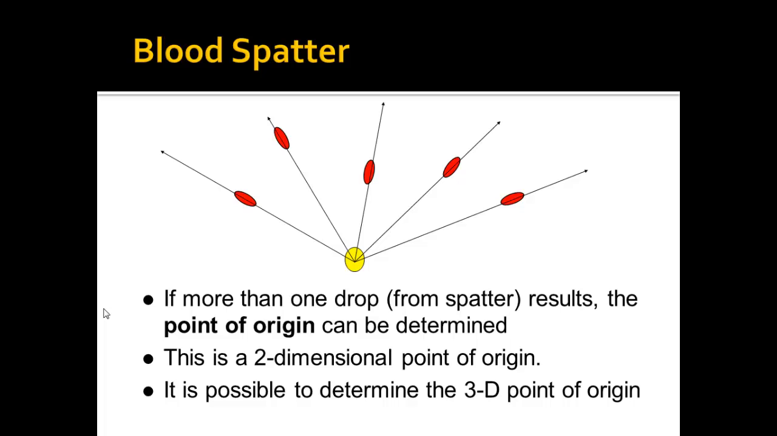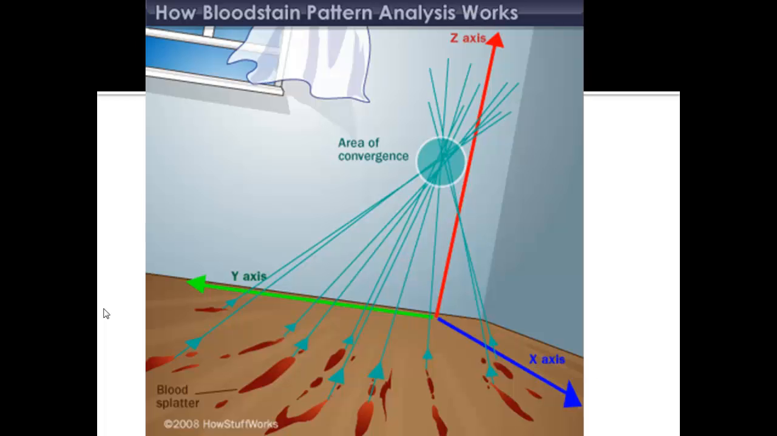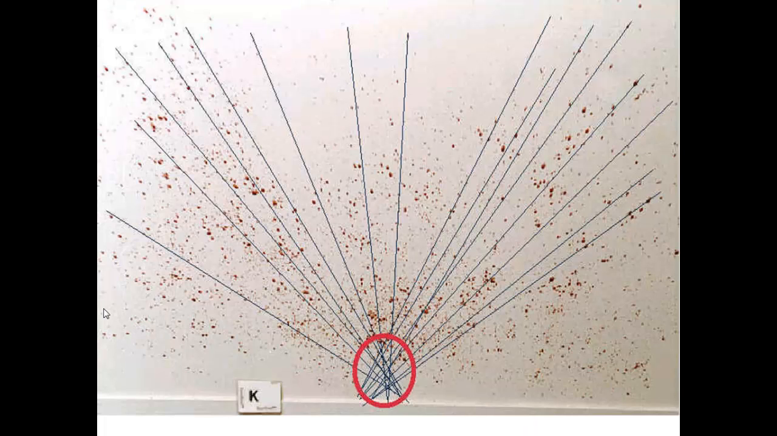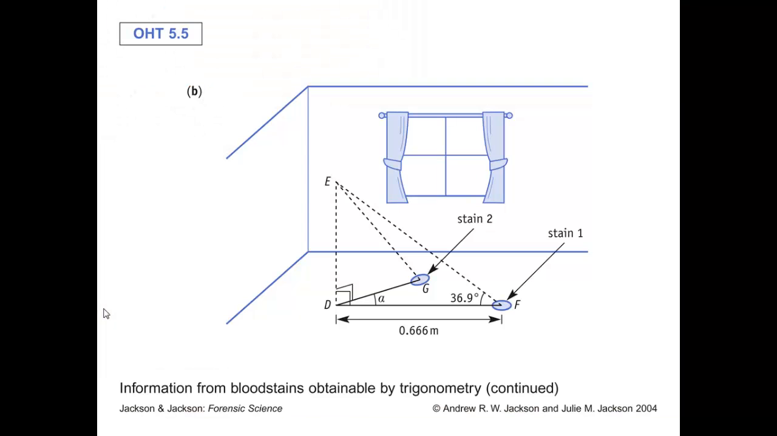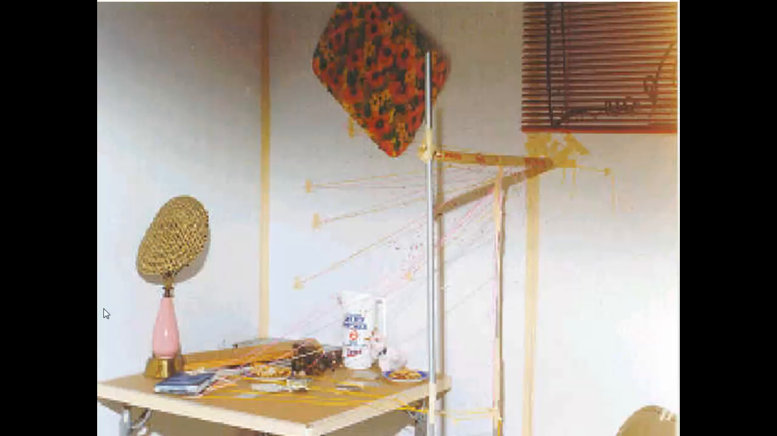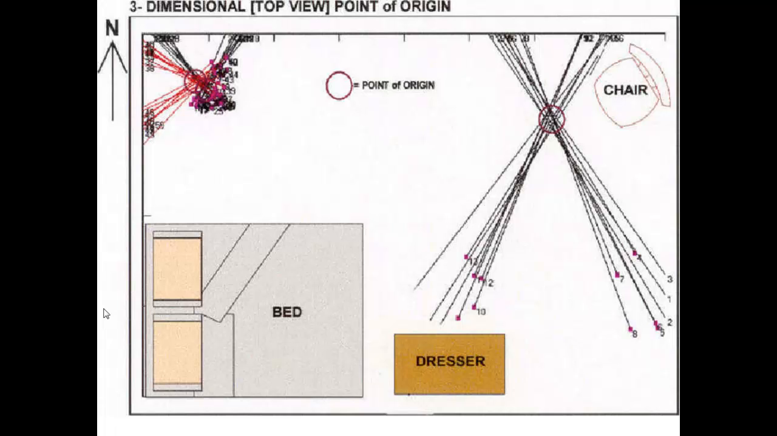Sometimes you can do it in a two-dimensional way. So here's figuring out point of origin by drawing lines straight through the drop and seeing where it all converges on one another. A three-dimensional version would be using string or using a computer program to draw it all out. There's the area of convergence. Here's showing you using trig to figure out the point of origin. Another stringing method. Here's a computer program showing it.